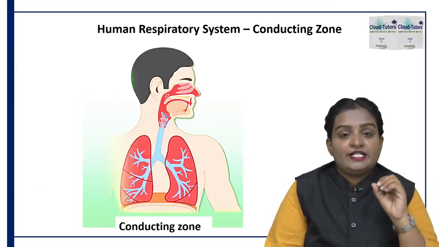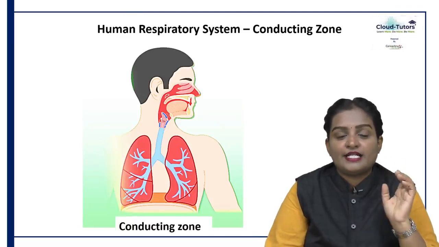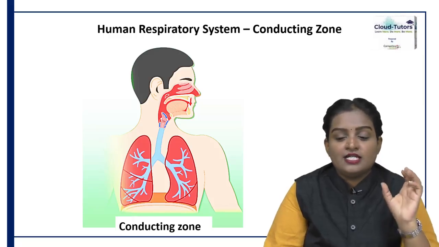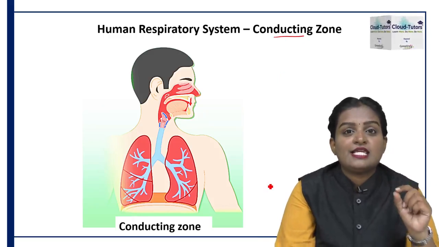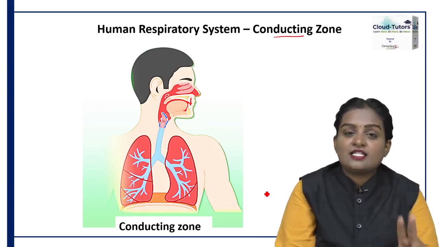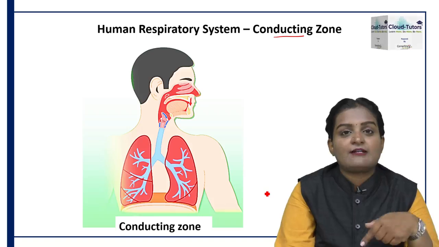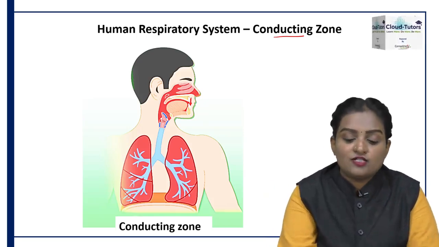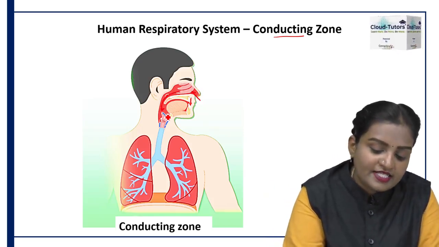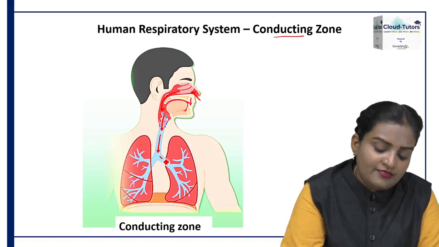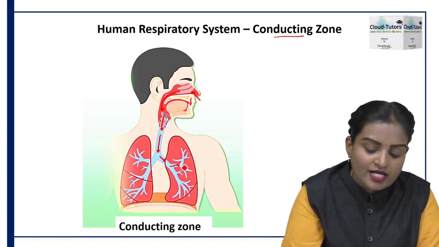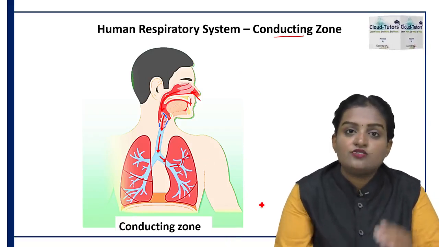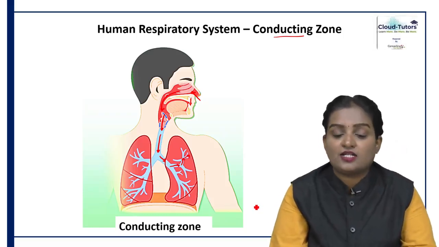Now coming to the respiratory system, there are 2 zones in the human respiratory system. One is the conducting zone, the second is the respiratory zone. In the conducting zone, you will not see exchange of gas, it is just mere transportation of oxygen rich air. In the respiratory zone, you will see the exchange of gases. The conducting zone includes the nostrils, the pharynx, larynx, trachea, primary bronchi, secondary bronchi, tertiary bronchi and bronchioles. So from nostrils to bronchioles will be the conducting zone.